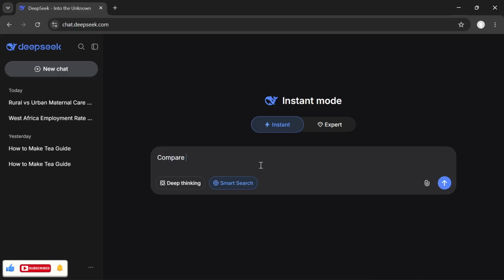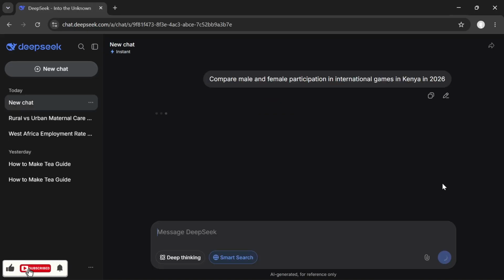So if you say compare male and female participation in international games in Kenya in 2026. You see that this first prompt is the comparison that we want to do here. We'll send it.